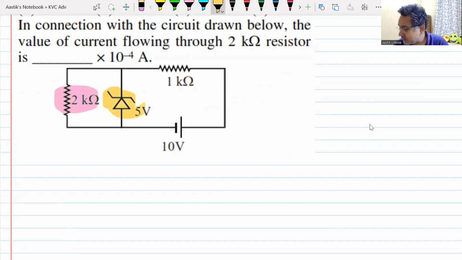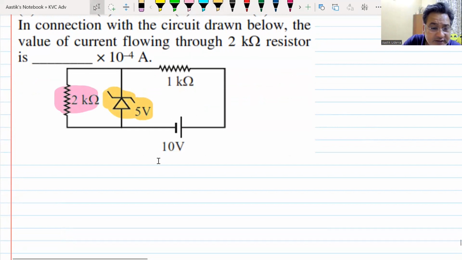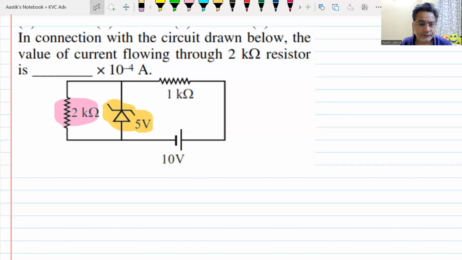Something is drawn here and something is given here. Based on that drawn thing and that something, I hope you can give me an answer. I'll give you a minute to give me the answer. So how are we supposed to do this? You can see that the voltage of the Zener diode is given as 5 volts. It will operate in that region. So the voltage difference between the points A and B would be 5 volts.